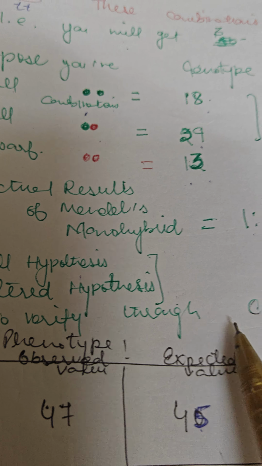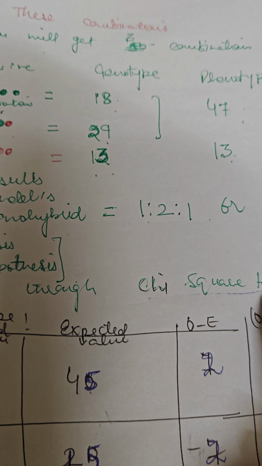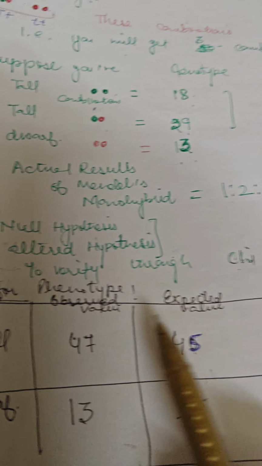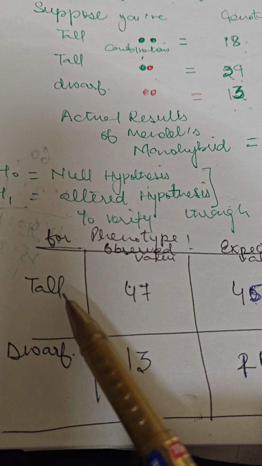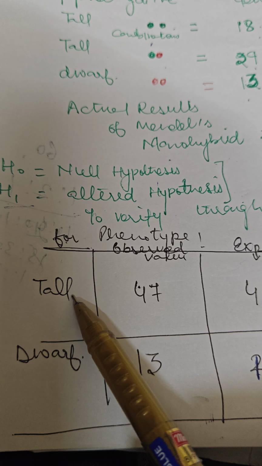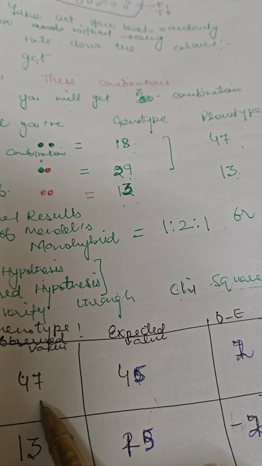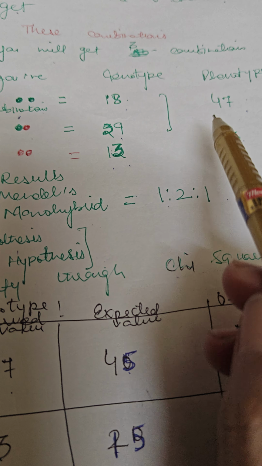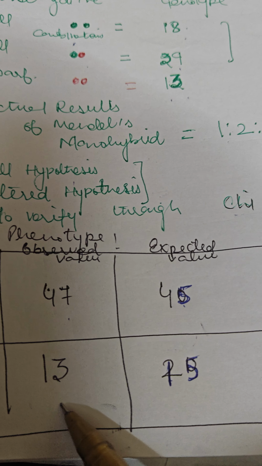So to verify this Mendelian monohybrid cross, we would apply the chi-square test, the goodness of fit test, as we call it. For phenotype, I am showing you the tall plants and the dwarf plants. As you saw, here it was 47 and 13. So I'm writing 47 and 13.